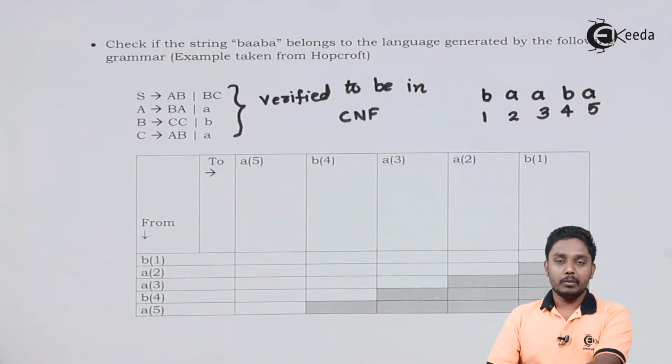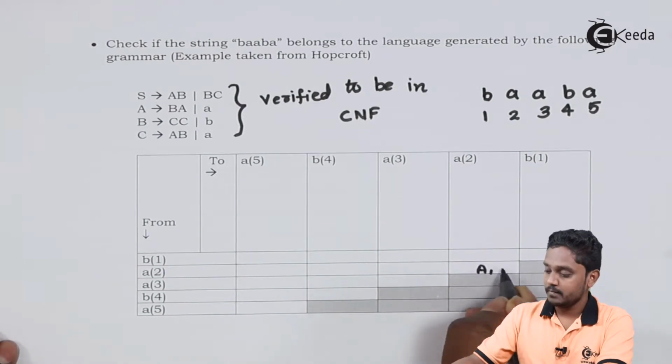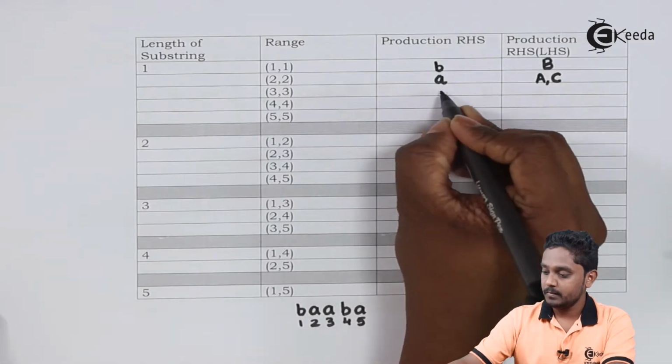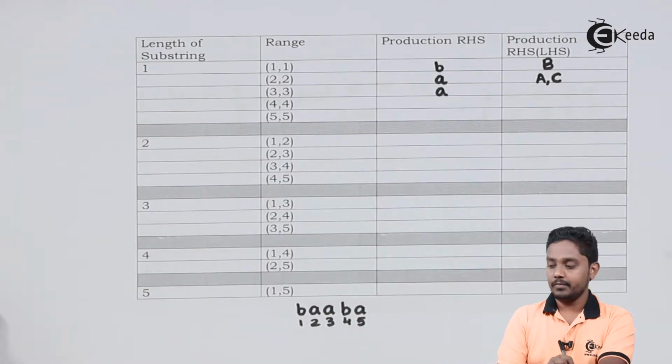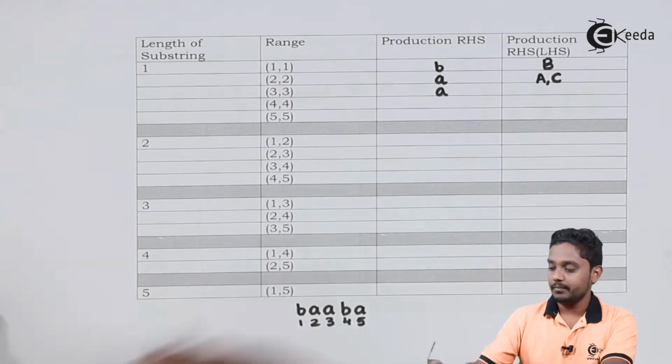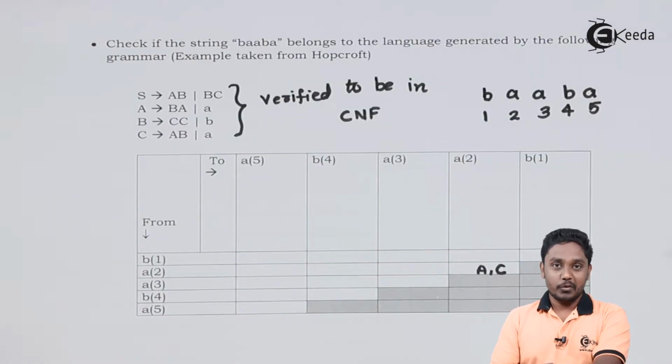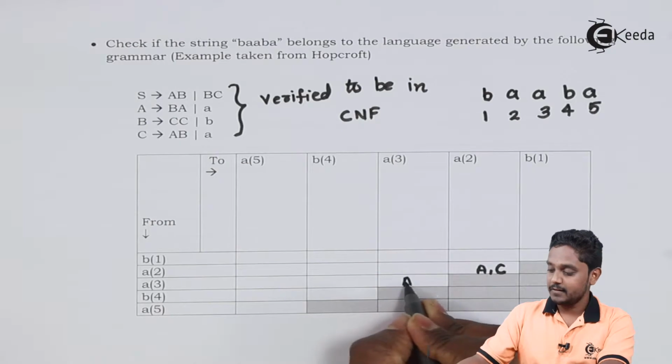For dynamic programming, we will put this information into the table. Similarly, for the third case, that is from position 3 to 3, again the LHS is A, so we can follow the same path. RHS is A, the LHS would be the same, A followed by C. Let us put this information into the table.